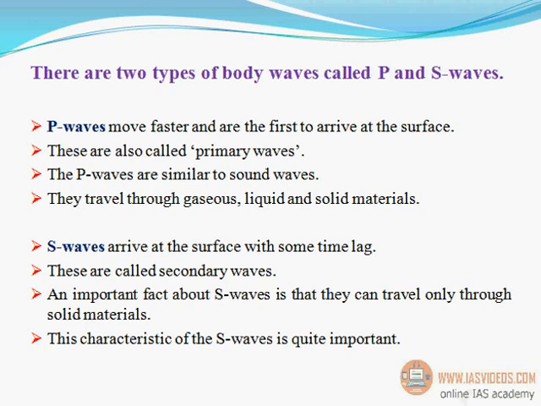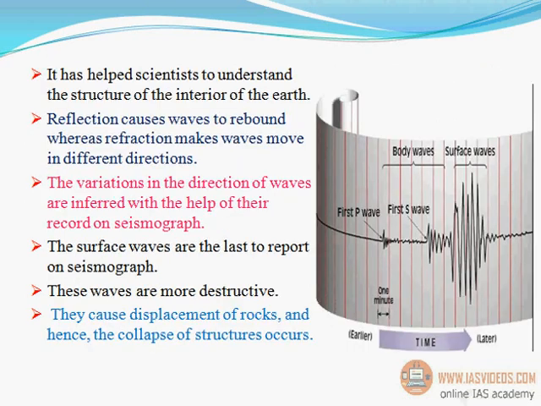S waves arrive at the surface with some time lag. These are called secondary waves. An important fact about S waves is that they can travel only through solid materials. This characteristic of the S waves is quite important. It has helped scientists to understand the structure of the interior of the Earth. Reflection causes waves to rebound, whereas refraction makes waves move in different directions. The variations in the direction of waves are inferred with the help of their record on seismograph.